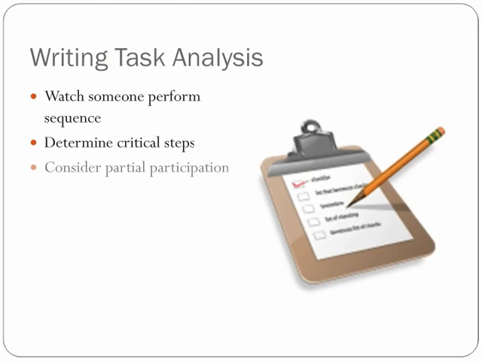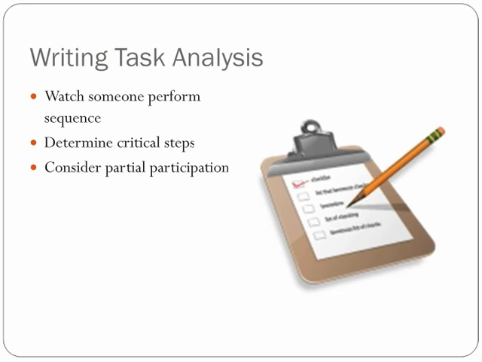So when you are writing your task analysis, there are a few things to consider. After watching someone perform the sequence of skills, determine what the critical steps are that you need to include in your task analysis. And then consider partial participation. Even though some students with disabilities cannot independently perform all the steps of a given activity or task, they often can be taught to perform selected components or even an adapted version of the task.